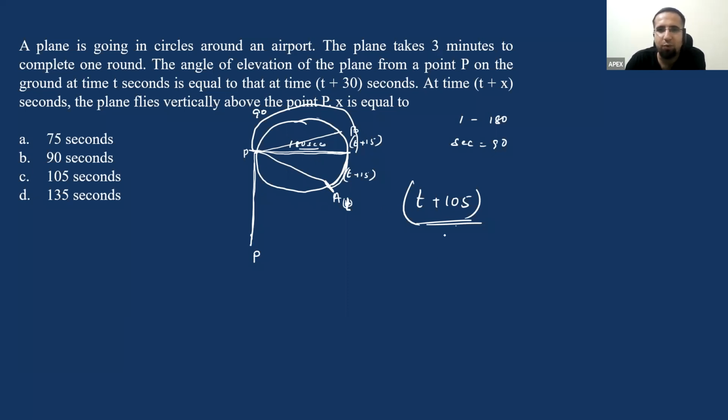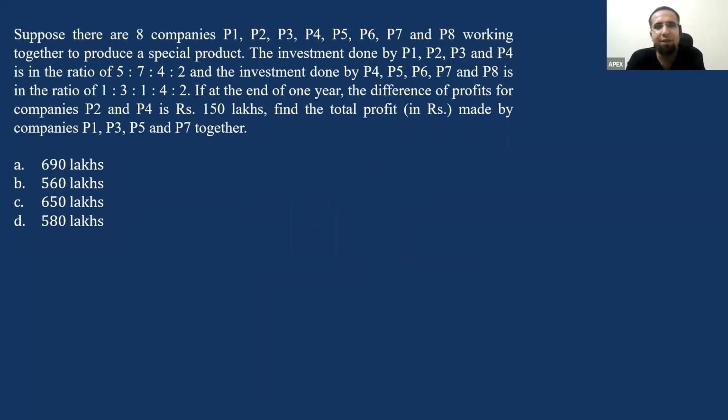Clear? So since this is t plus 105 and the question is asking you t plus x, therefore the value of x here becomes 10. But yes, the idea is not very easy to derive. So please ensure that in case you're clear, then you attempt. Else, even if you're leaving this question, should not be a problem.